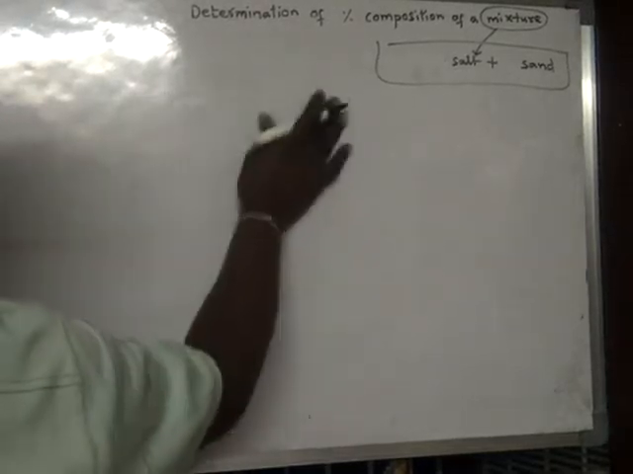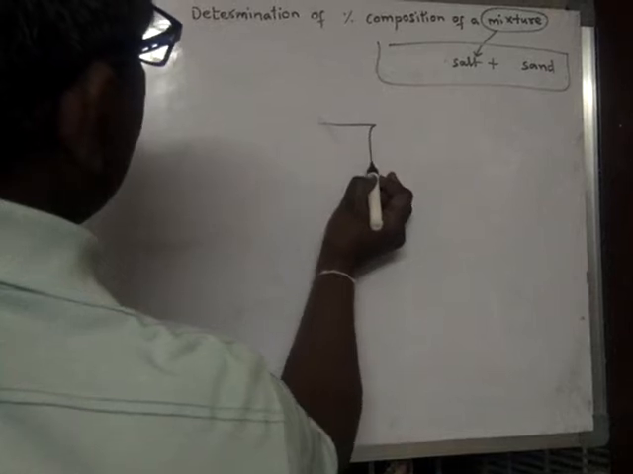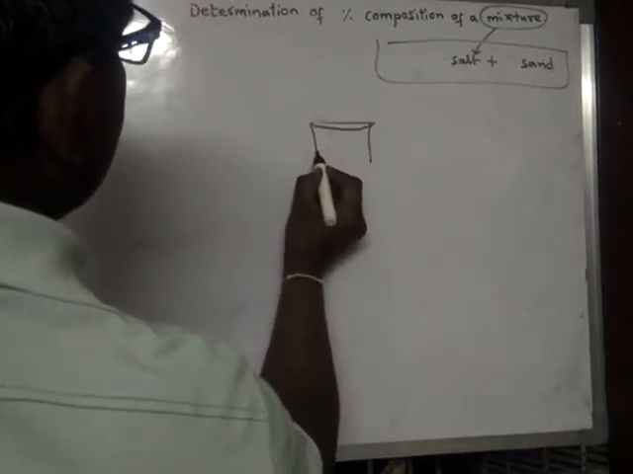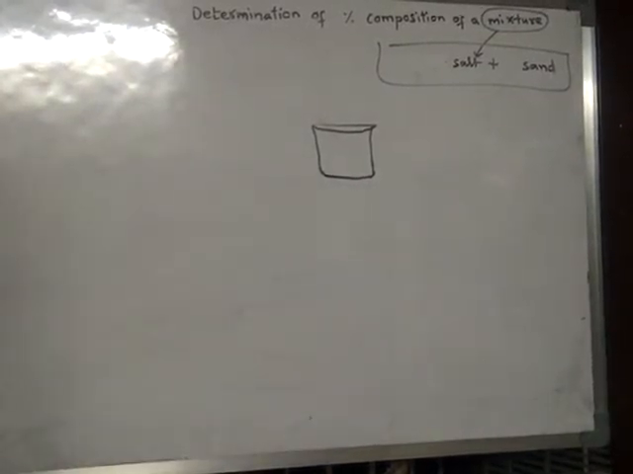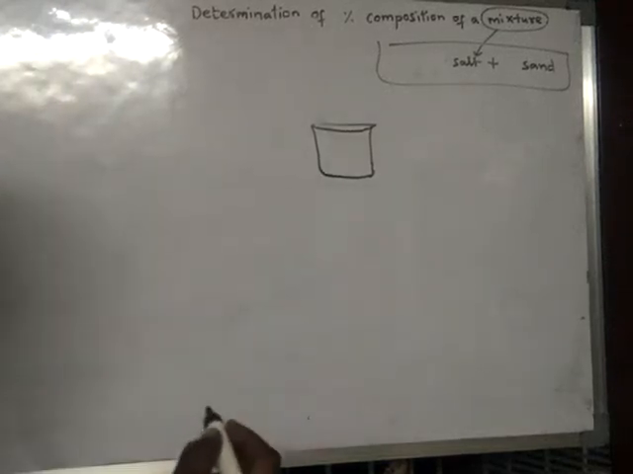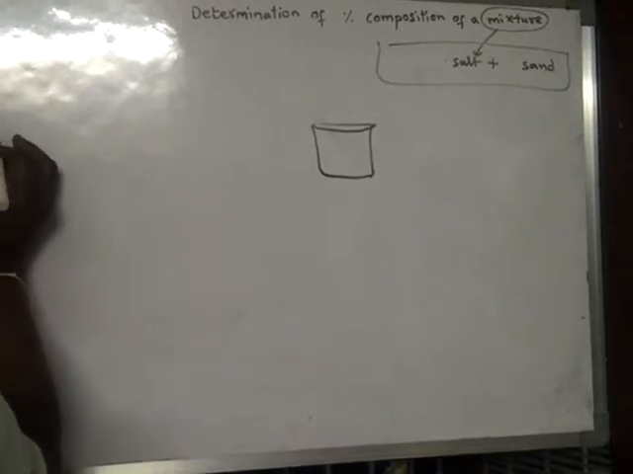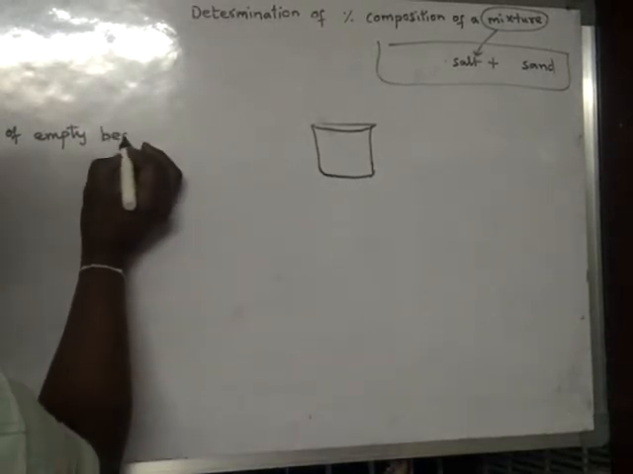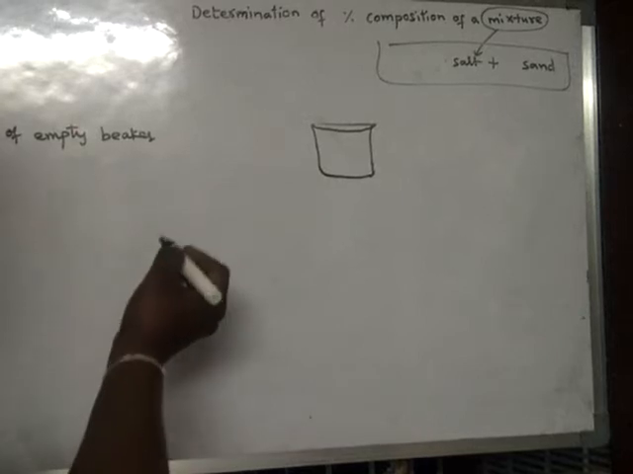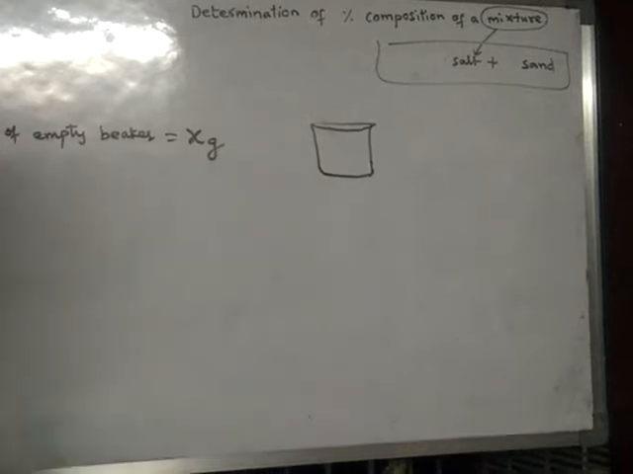So what is the thing we have to do? Simply take a clean, dry beaker and weigh it. Take a clean and dry beaker and initially weigh it. Let the mass of the empty beaker be x grams.